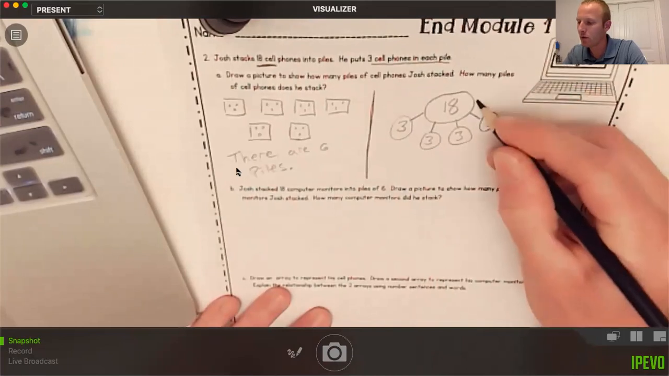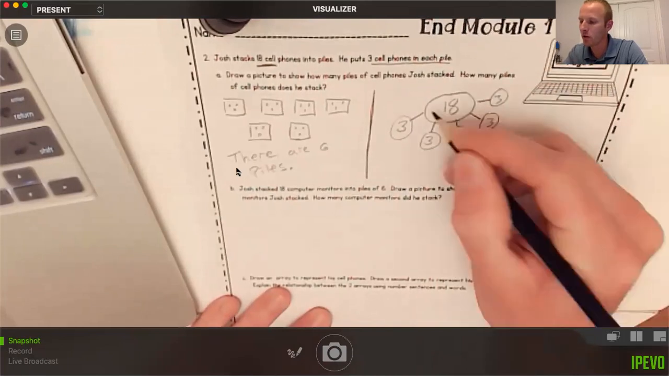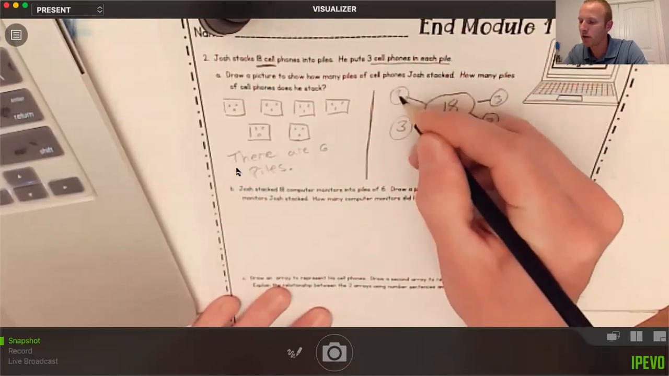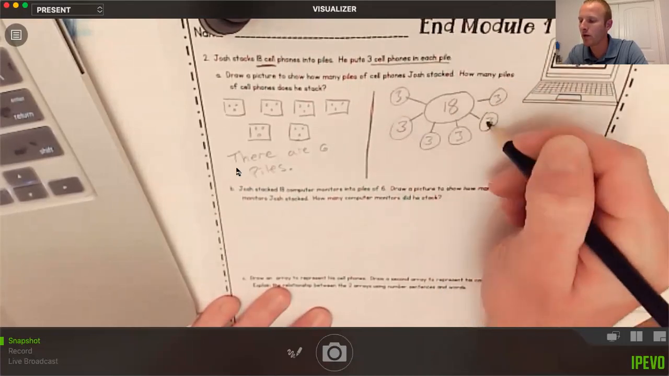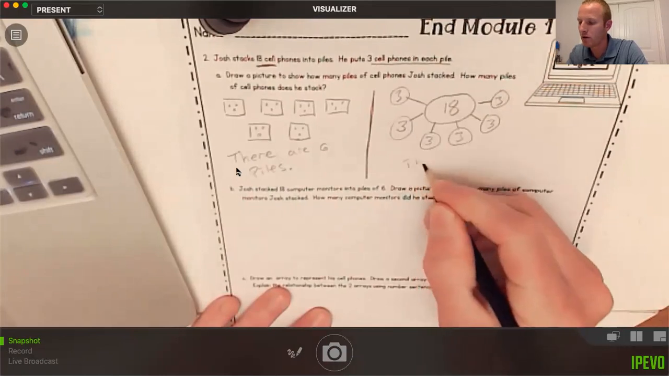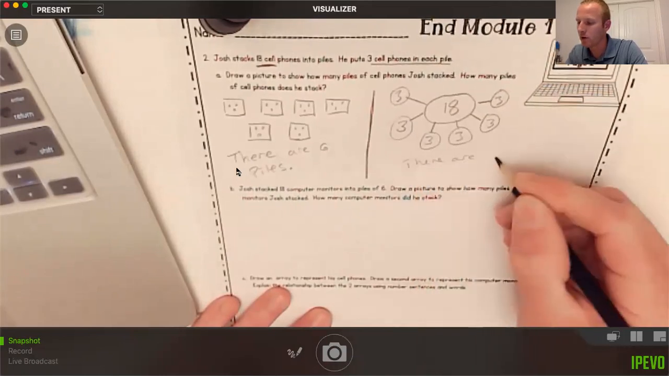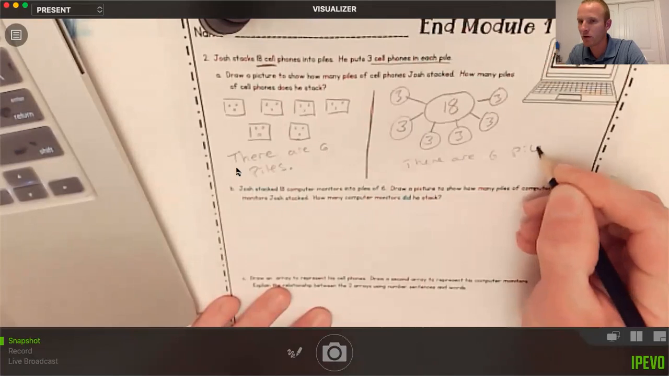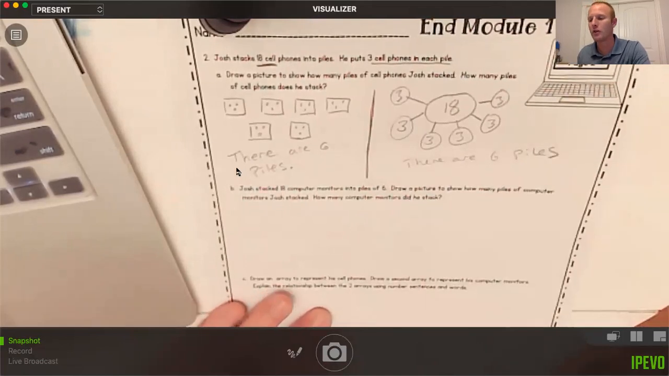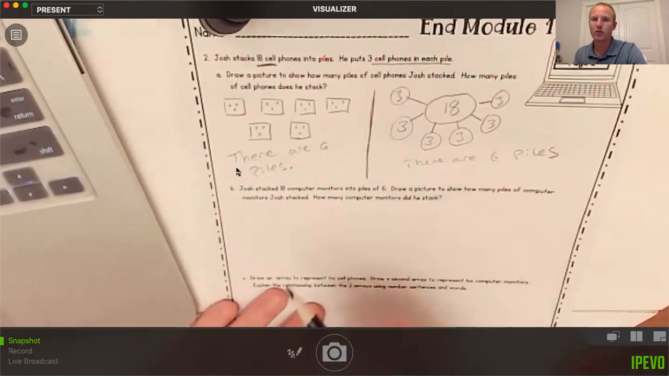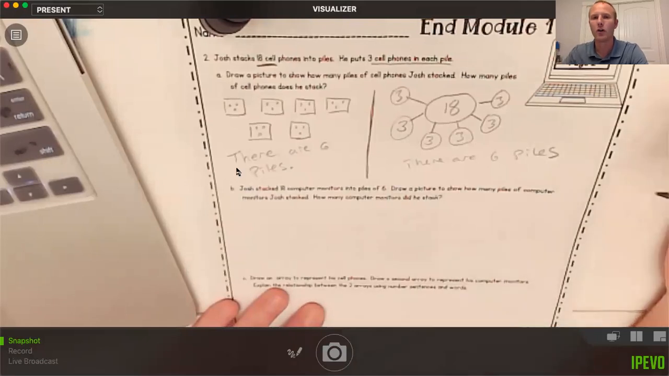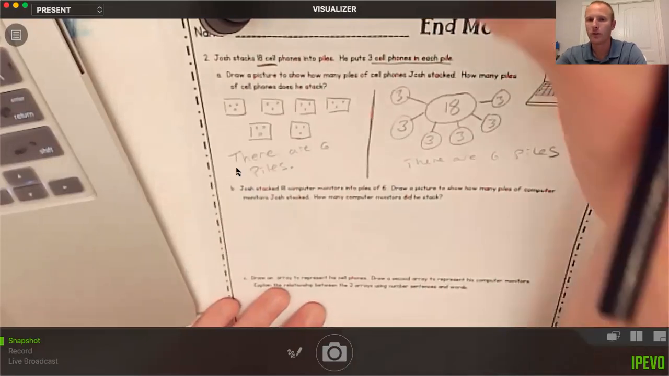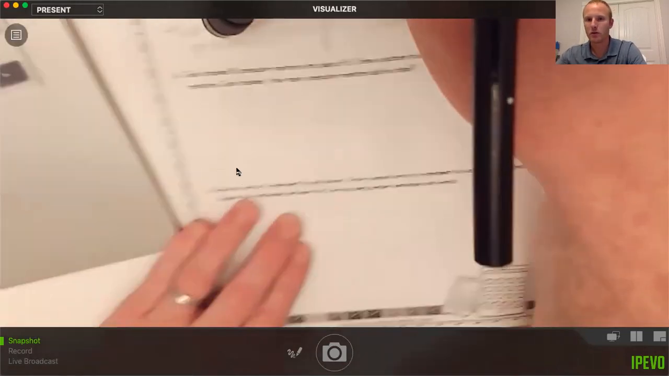12, 15, and I'll go back over here for 18. And again, I have 1, 2, 3, 4, 5, 6. So again, we'll write there are 6 piles. And again, you don't need to do both of these ways. I'm just showing you that there are multiple ways that you could solve a problem like this. Let's move on to the next one.